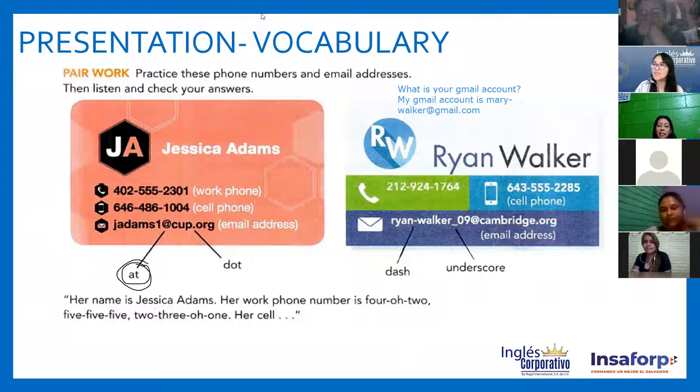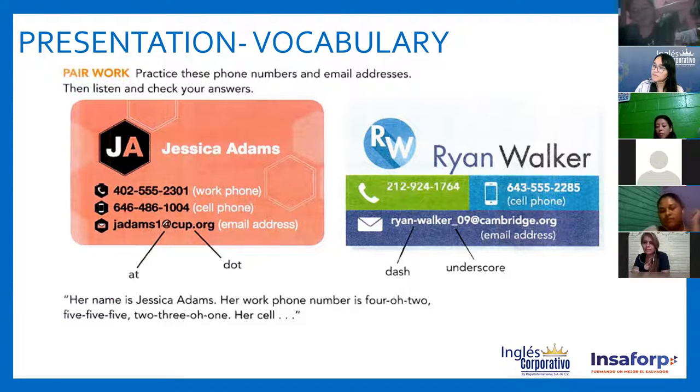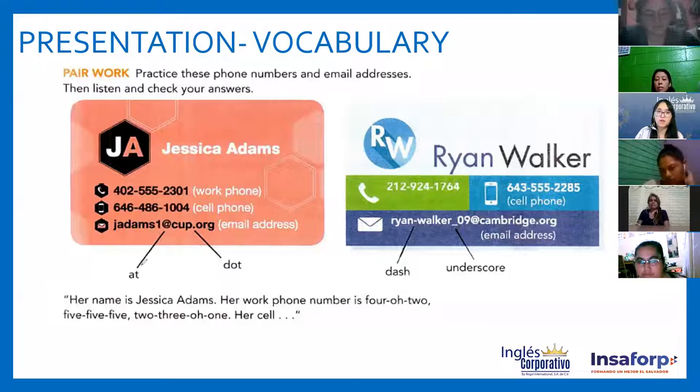Okay. Nancy, ¿tú que tienes la mano levantada? Solo tengo una pregunta. Es que no me fijé muy bien cuando dijo el otro correo electrónico. Entonces, en el caso, por ejemplo, en mi correo electrónico es nanmela01. Entonces, no sé si se puede decir el 0. Sí. O1. Gracias. Okay. Podemos decir O or zero.